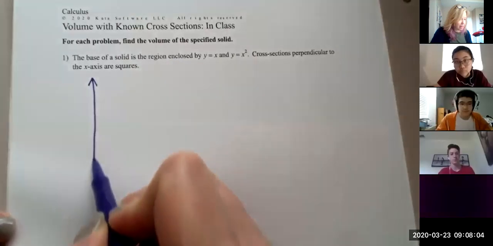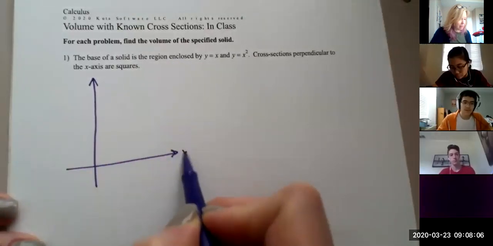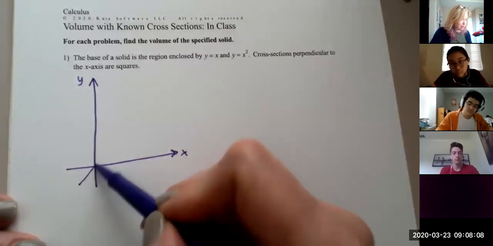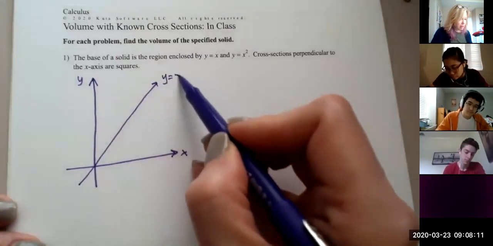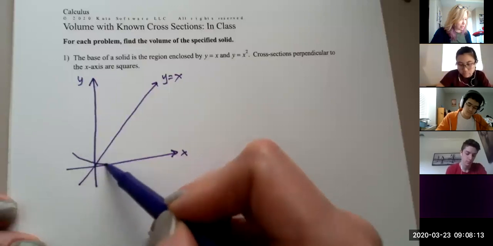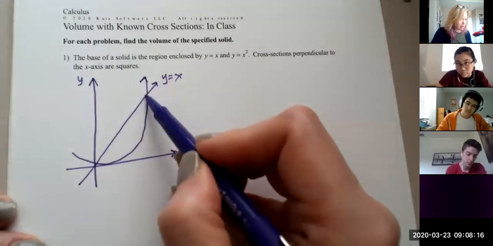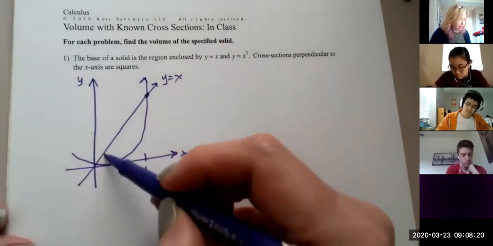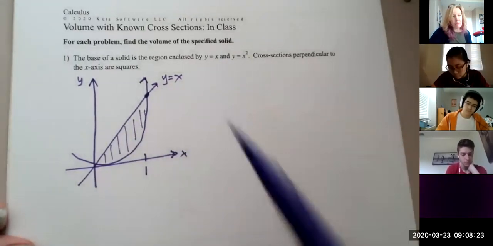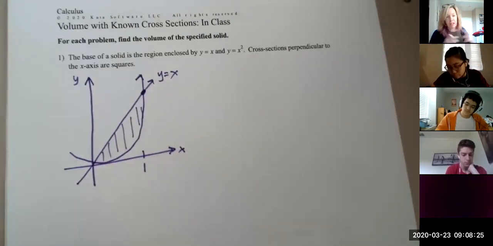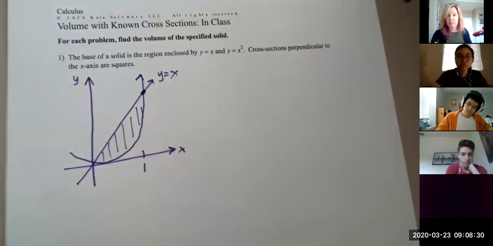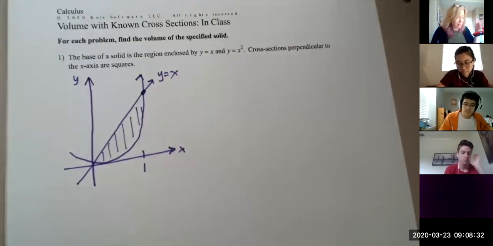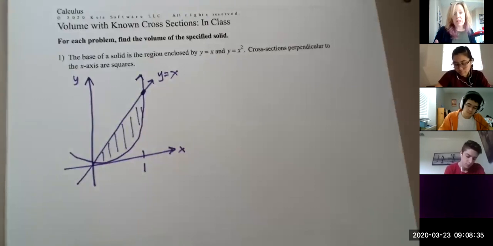So let's do that. Here's my xy axis. Here's y equals x. Here is y equals x squared. That's a parabola. So I've got this kind of parabola shape. Right here is the point 1 because they intersect at 0 and 1. And so we're talking about this area right here. What this problem is saying is that that region, that kind of crescent-shaped region, is the base of a solid. So it's the bottom. It's like if I'm standing above some shape, that's what it looks like when I'm just staring down at the top of it.